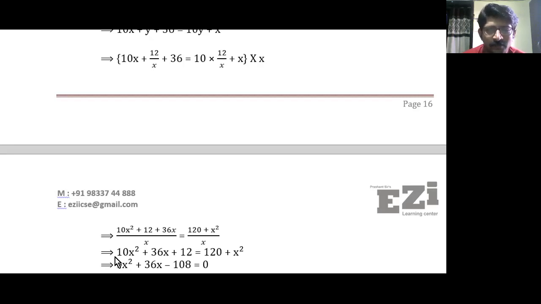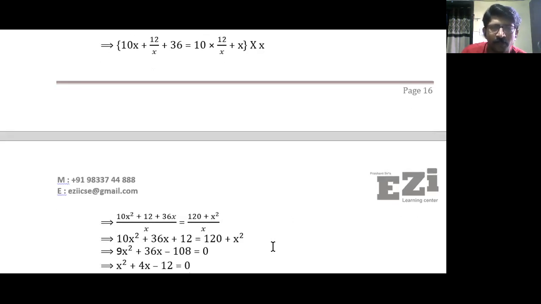Now get this x square on the other side and this 120 on the other side, you're going to get 9x square plus 36x minus 108 is equal to 0. Now you can divide the whole equation by 9, isn't it? If you divide the whole equation by 9, what will happen? Everything divided by 9 will turn into x square plus 4x minus 12 is equal to 0.